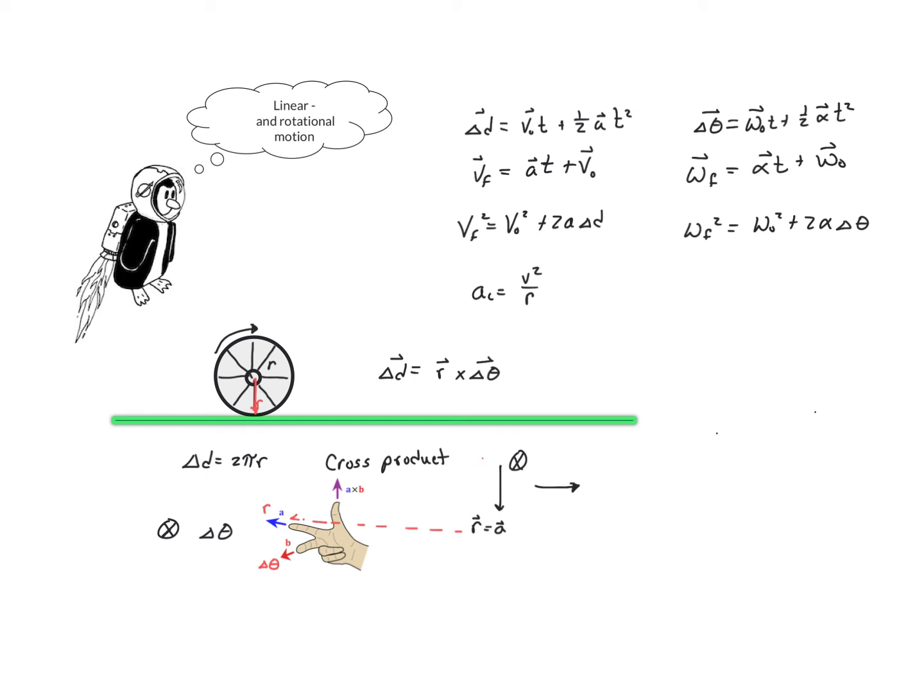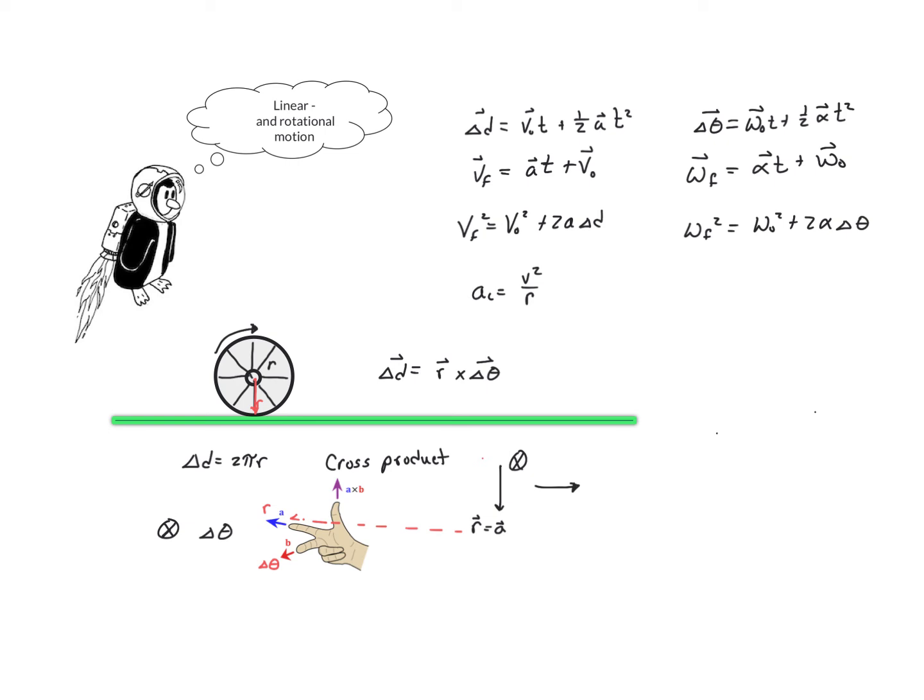Now if we do our right hand correctly, we can figure out that it's rolling forward, which agrees with our common sense expectation. If the wheel were rolling the opposite direction, well then delta theta would be out of the page, and r cross delta theta would give us a direction that is to the left, which is a negative direction.